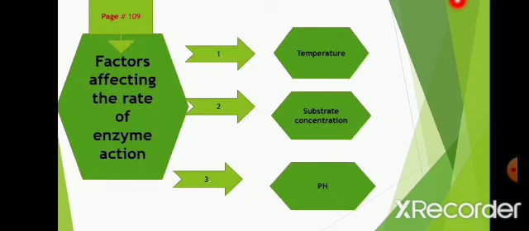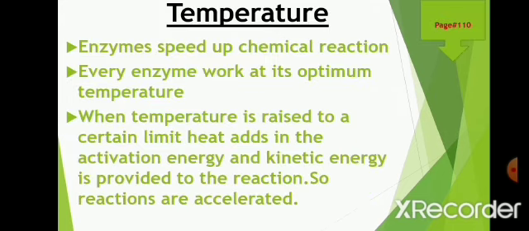There are different factors that affect the rate of enzyme action. Number 1, temperature. 2, substrate concentration. And 3, pH. We will discuss all these factors in detail. First one is temperature. Come to page number 110.